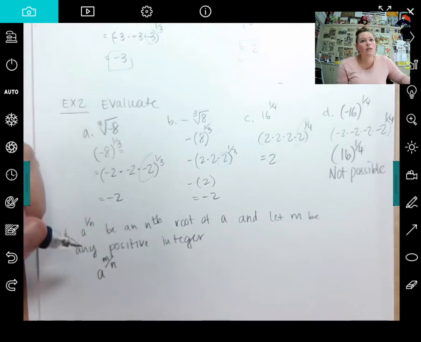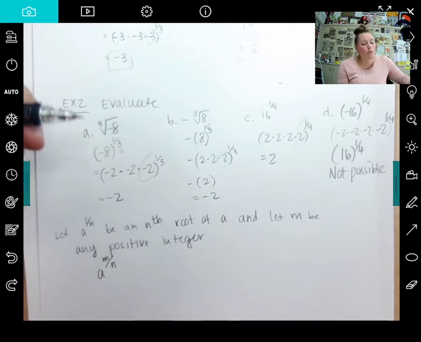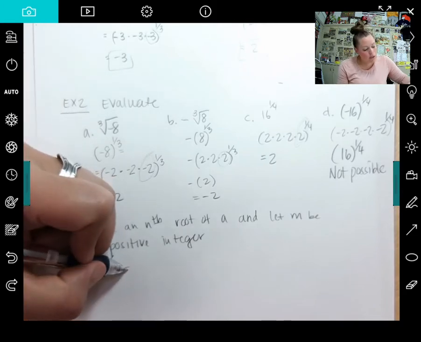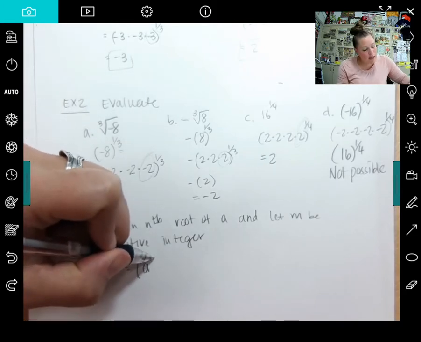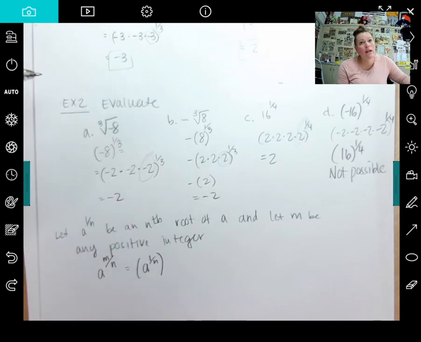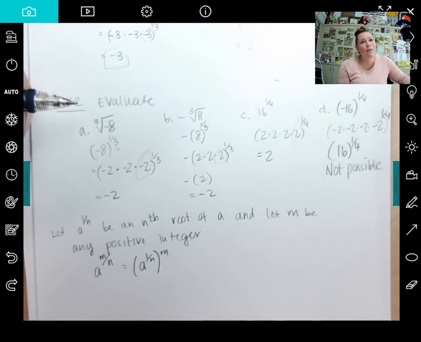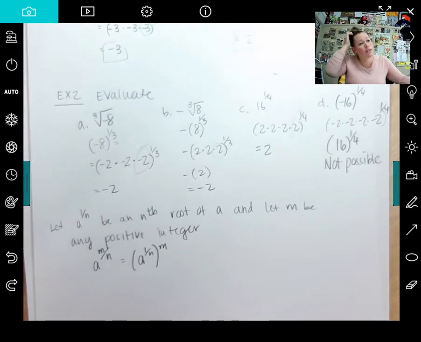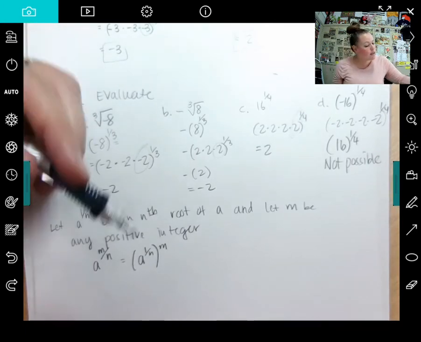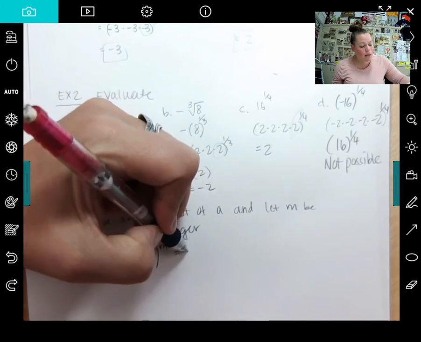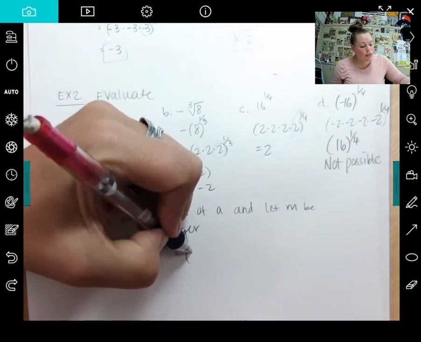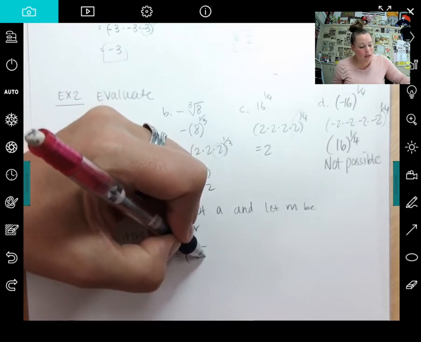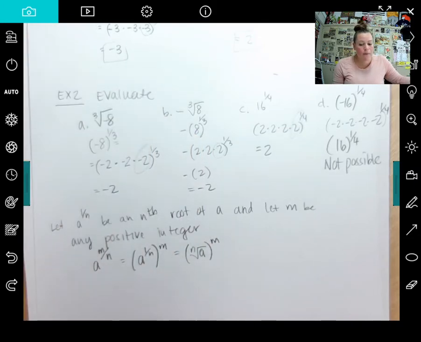So this is just a power of a power. We took and we multiplied. So we took A to the 1 over n times m. So I told you guys that the properties of exponents still worked. This is all that means. So we could further write that as the nth root of A to the mth power.